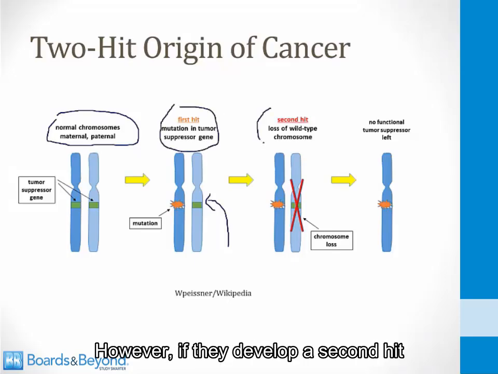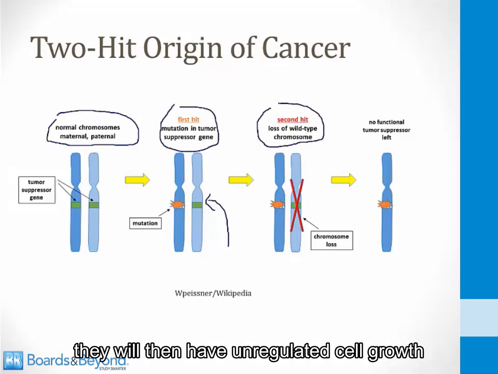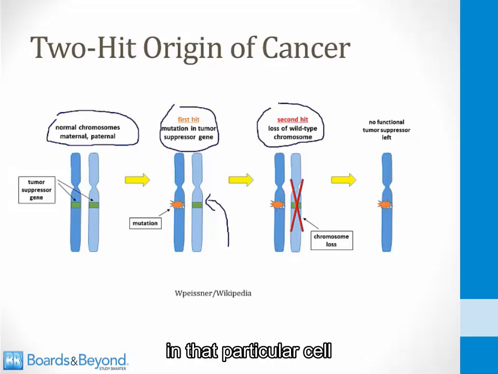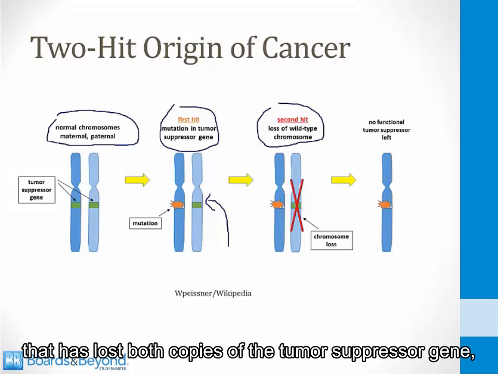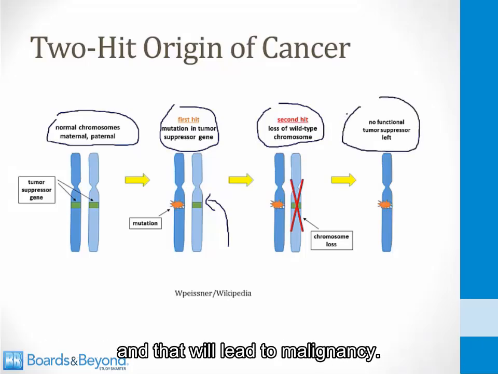However, if they develop a second hit and lose the other copy of the tumor suppressor gene, they will then have unregulated cell growth in that particular cell that has lost both copies of the tumor suppressor gene, and that will lead to no functional tumor suppressor effect, and that will lead to malignancy.